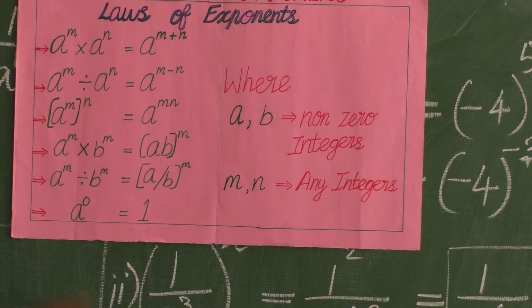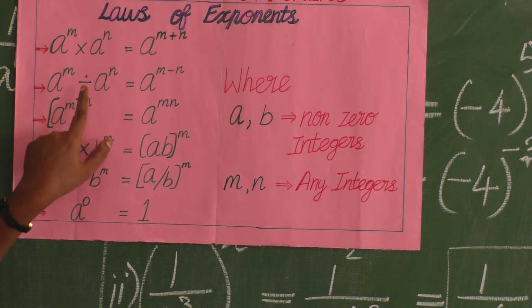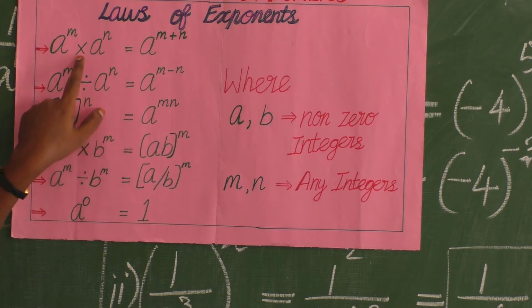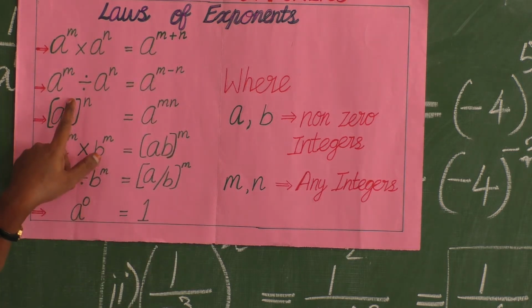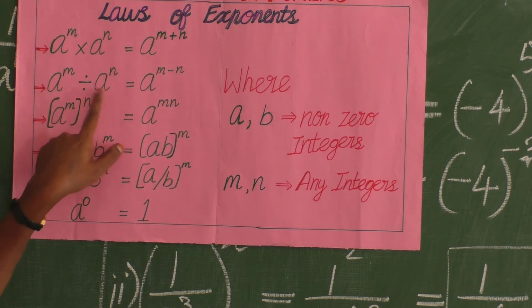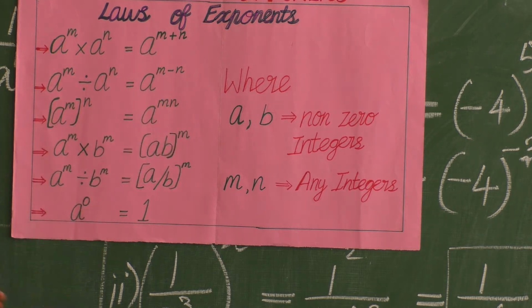What is the difference between both? Here the operation is multiplication. Here the operation is division. In multiplication, if the bases are the same, their powers can be added. Here in division, if the bases are the same, their powers can be subtracted. The difference between their powers is taken as the resultant exponent. Clear? Okay. Then the third law, power of a power.